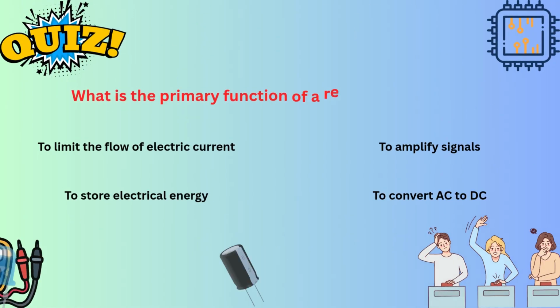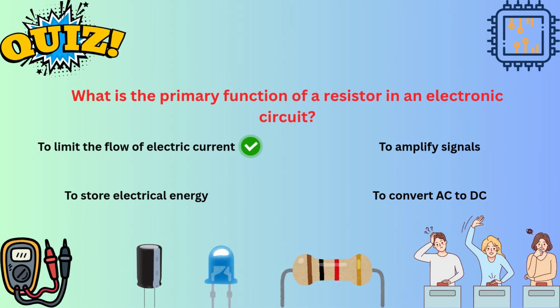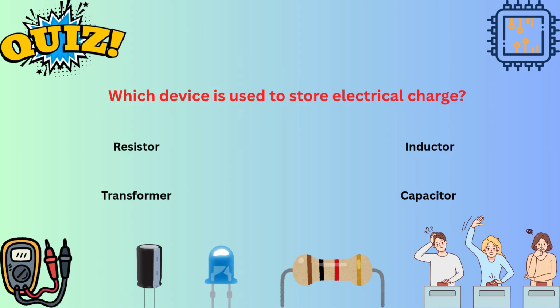What is the primary function of a resistor in an electronic circuit? To limit the flow of electric current. Which device is used to store electrical charge? Capacitor.